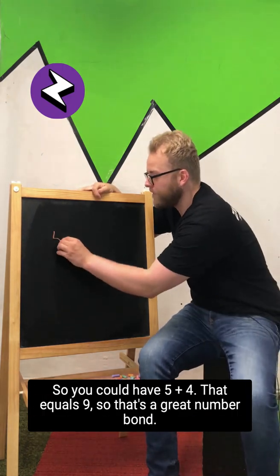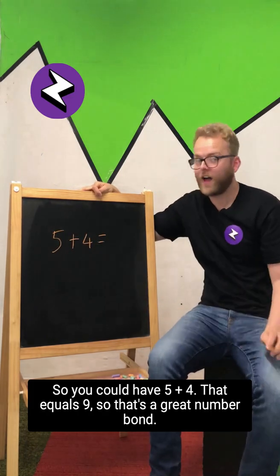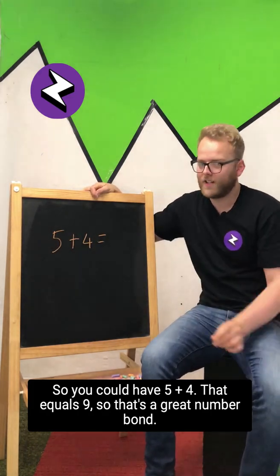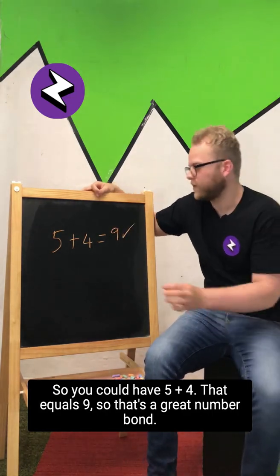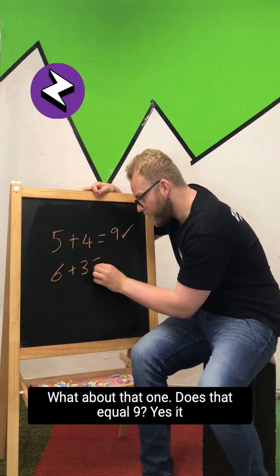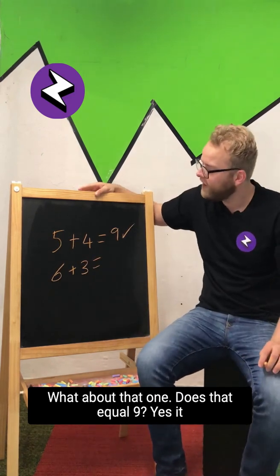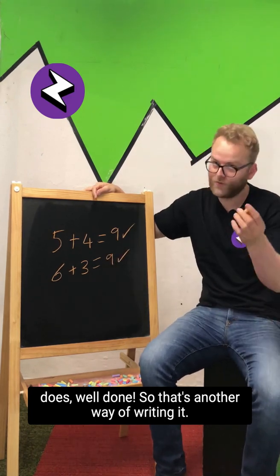So I know there's one like this, 5 plus 4, that equals 9. So that's a great number bond. What about, let's go for this one, 6? What about that one, does that equal 9? Yes, it does. Well done. So that's another way of writing it.